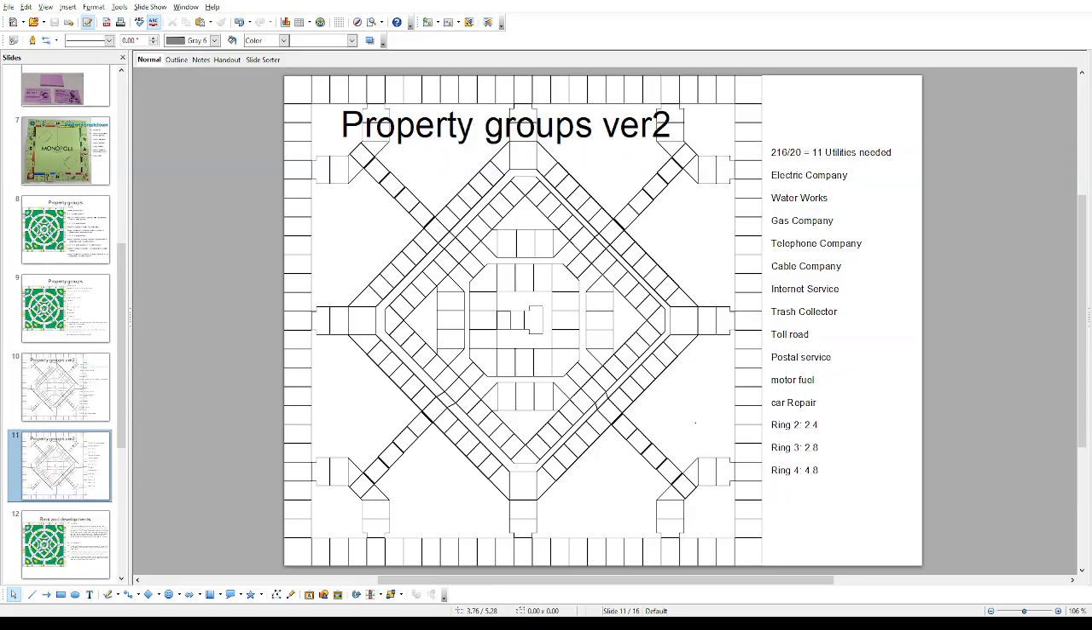Ultimate Monopoly's scheme for utilities was a bit insane. I don't feel like using that one. Oh my god. Yeah, I'm really not sure what I want to do with that.